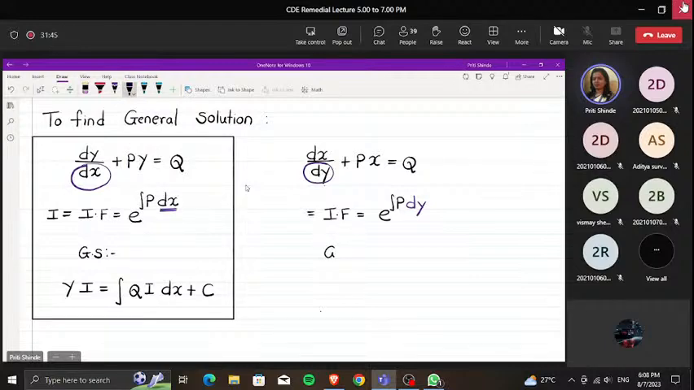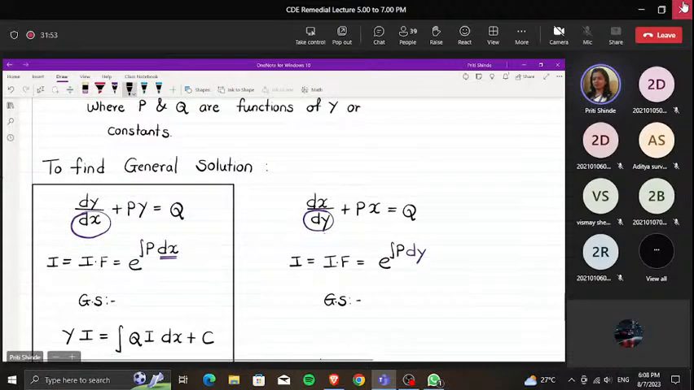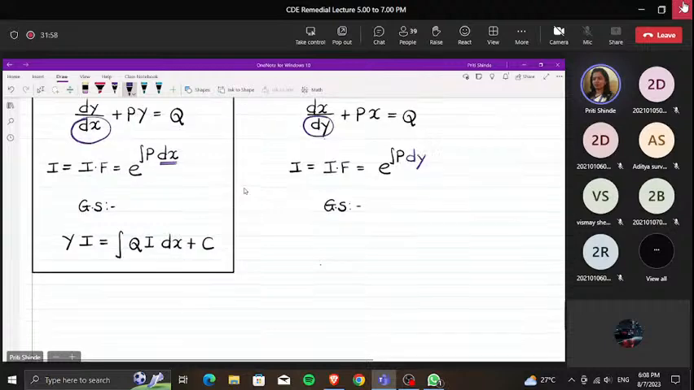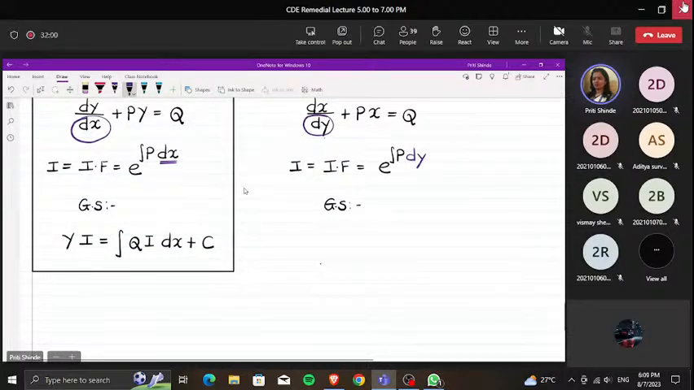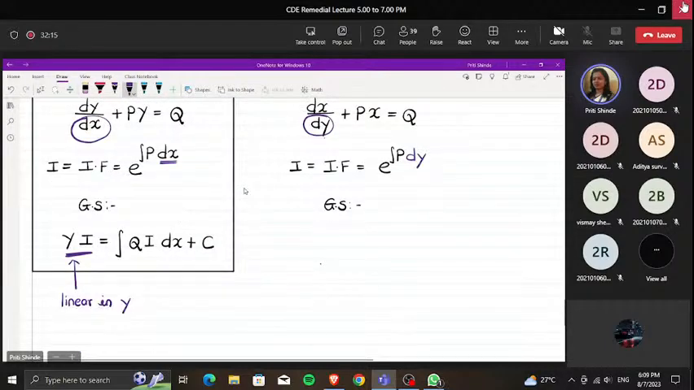And general solution. Suppose integrating factor is I. General solution is given by. Now, the previous one is linear in y. So since it is linear in y, your general solution is y into I, because this is linear in y. So my general solution is yI is equal to. Now my differential equation is linear in x. Okay, my second equation is linear in x.